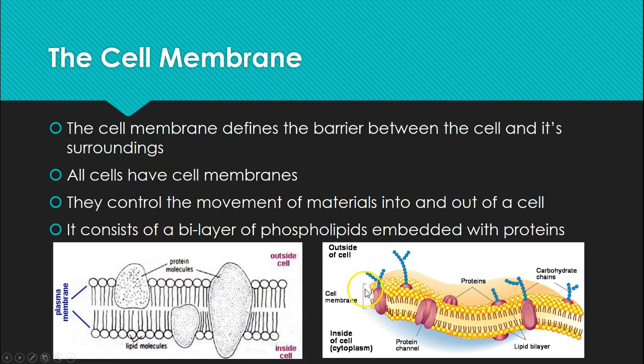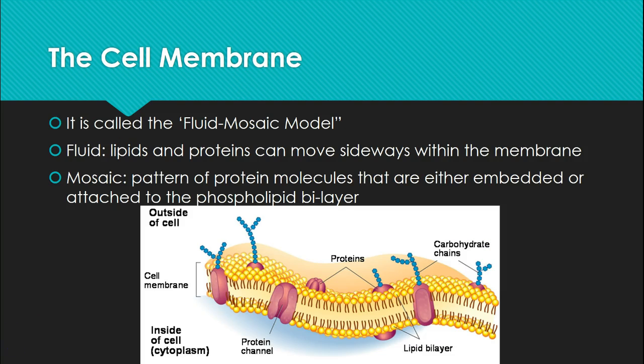Now, we also have proteins that are embedded within the phospholipid bilayer, and sometimes they can move all the way through from one end to the other, or they may only be partially embedded, like here. This cell membrane model is called the fluid mosaic model.